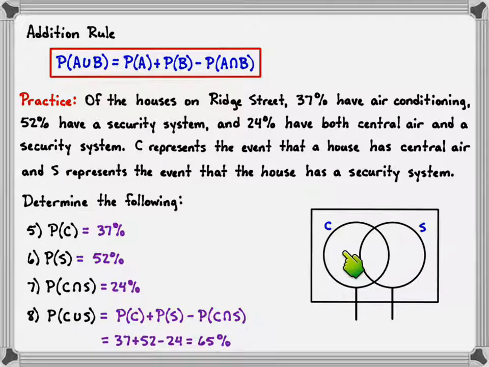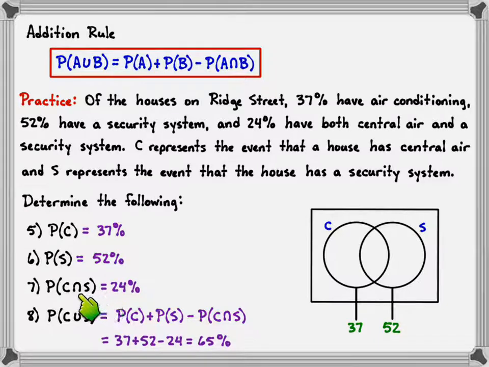Ask yourself this, is this the only piece that has air conditioning? No, this piece has air conditioning as well. So you have to include both of these when we're talking about the 37%. That's why we put it down at the bottom there. That's 37. Where does the 52 go? Well, that's the total amount of security systems, so that goes at the bottom.